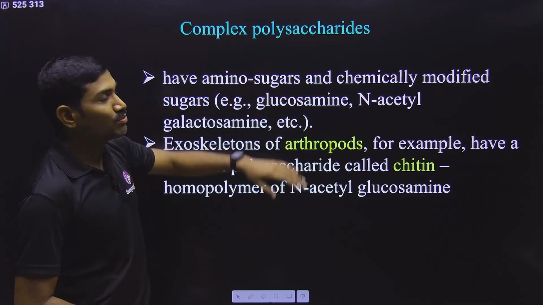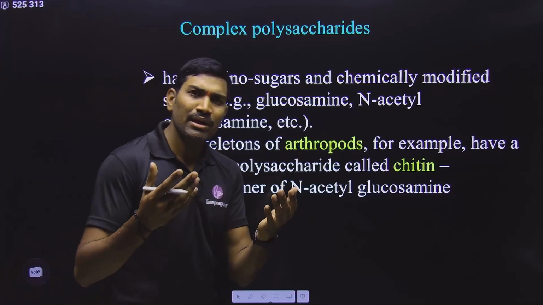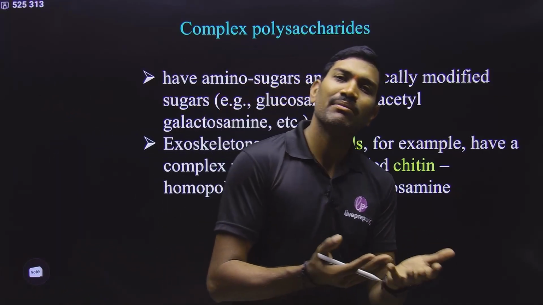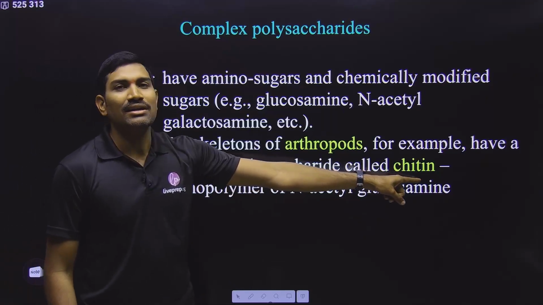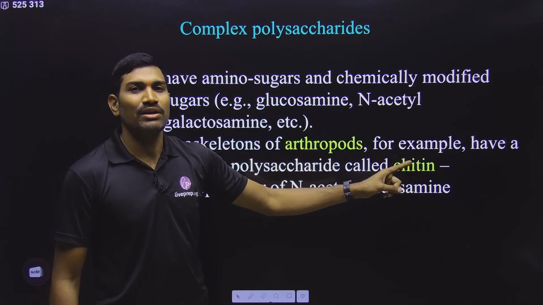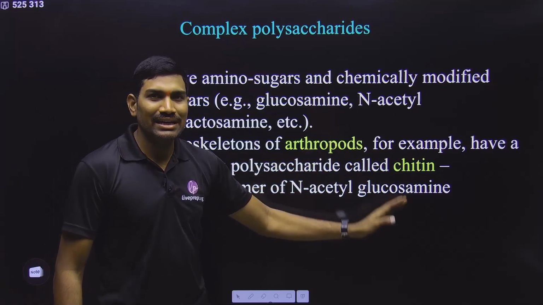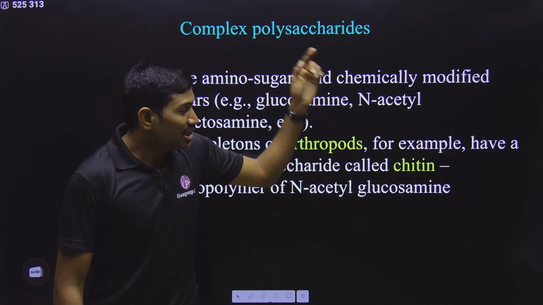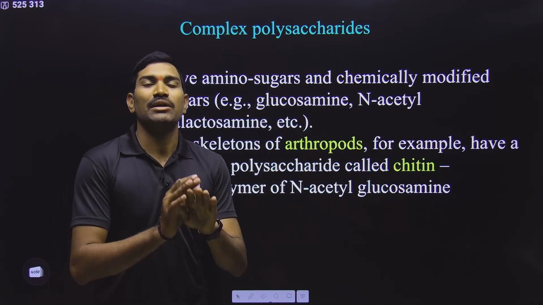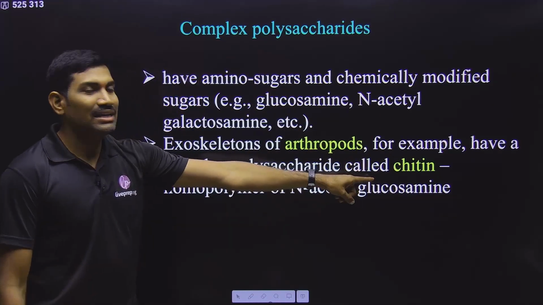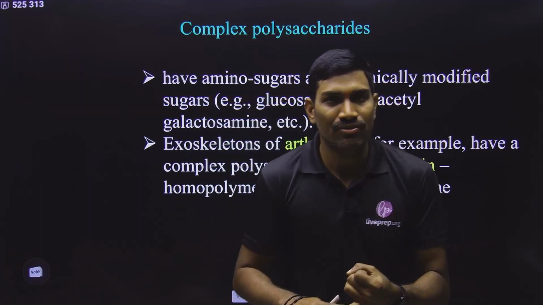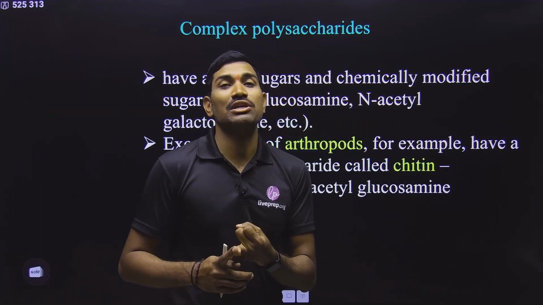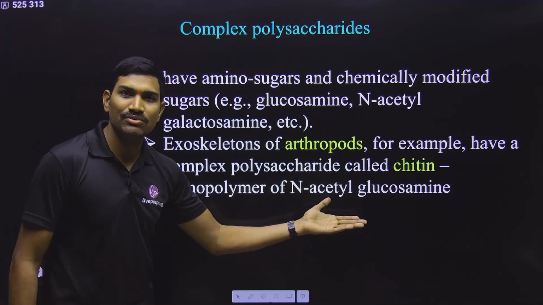Now in these complex polysaccharides also, some may be homopolysaccharides, some may be heteropolysaccharides. What is the standard example of homopolysaccharide? Chitin. So chitin is a polysaccharide. It is a homopolysaccharide made up of the same type of unit, and it is generally seen in the cell wall of fungi, and also in the exoskeleton of arthropods. These are standard examples we have studied.